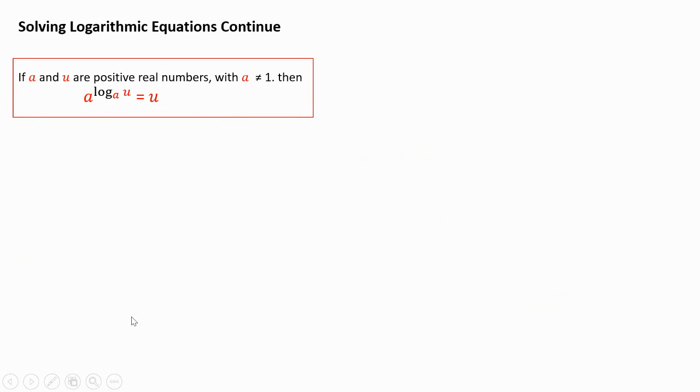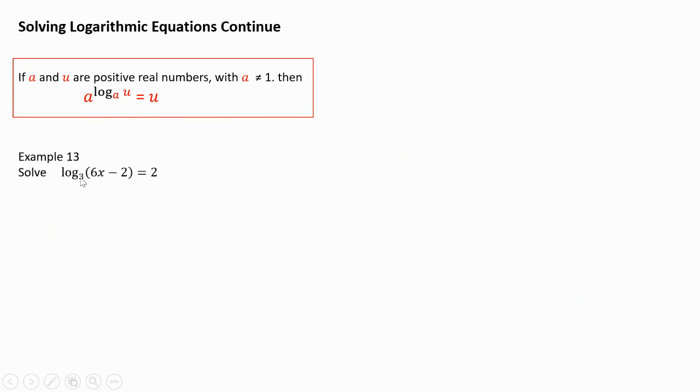Okay, now we have another property here. If you have a to the power of log base a of u, that equals u. How does this one work? This is how it works. If you notice, log base 3 of 6x minus 2 is the same thing as log base a of u.